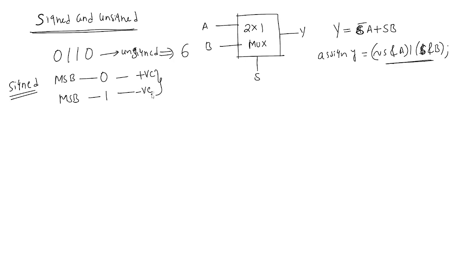Suppose this 6 is there. How are we writing 6? 0 1 1 0. In 0 1 1 0, the leftmost bit is the sign bit. Sign bit 0 means this is represented as plus 6.